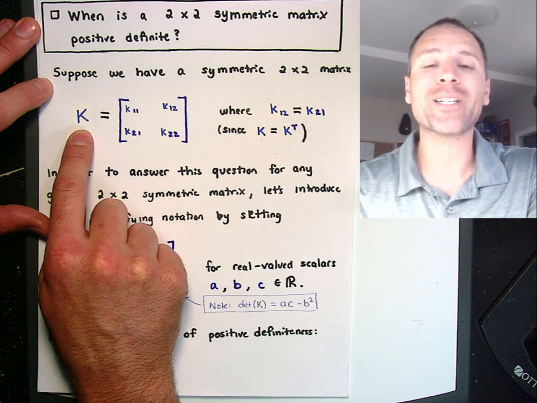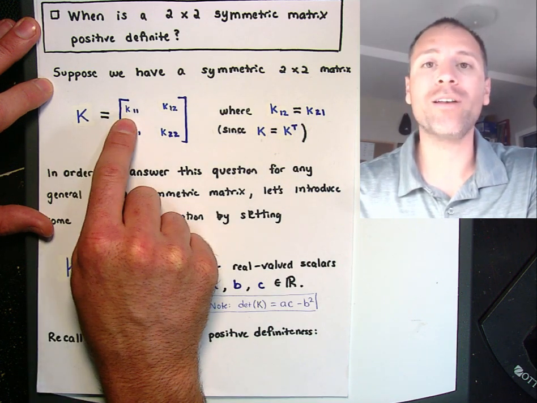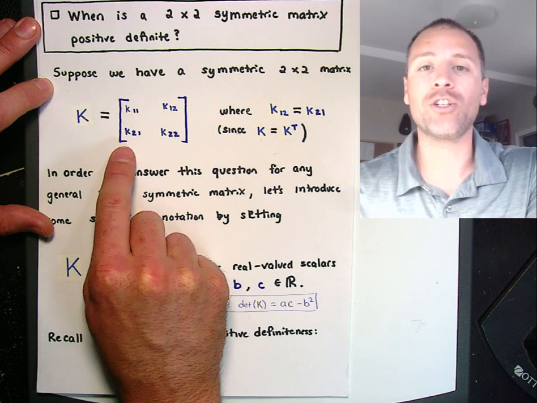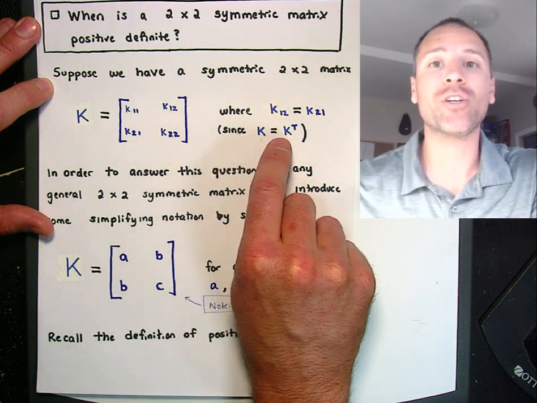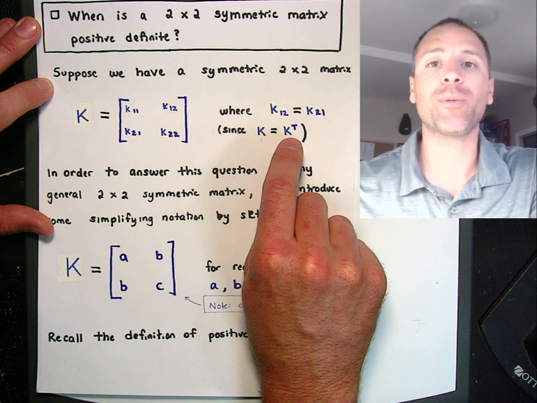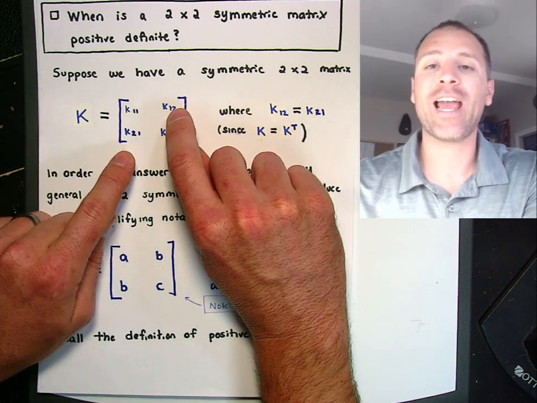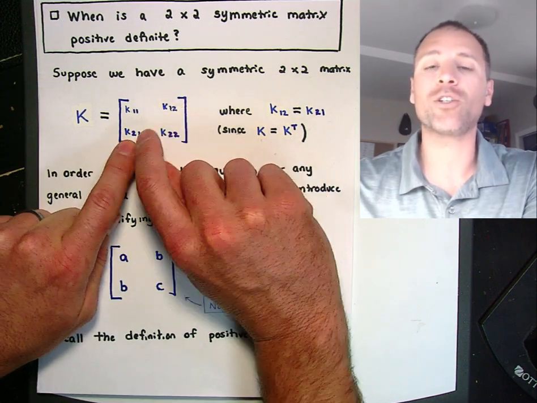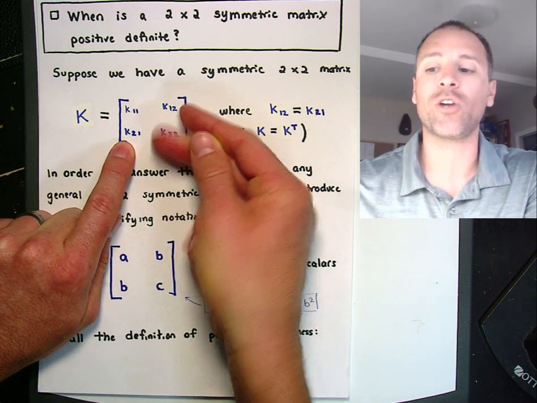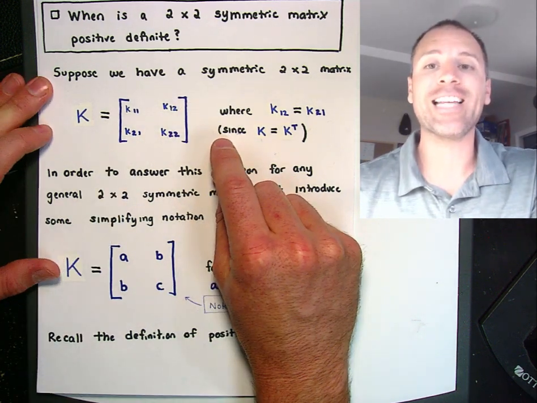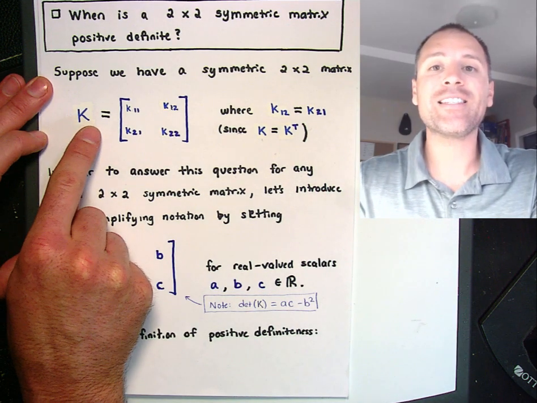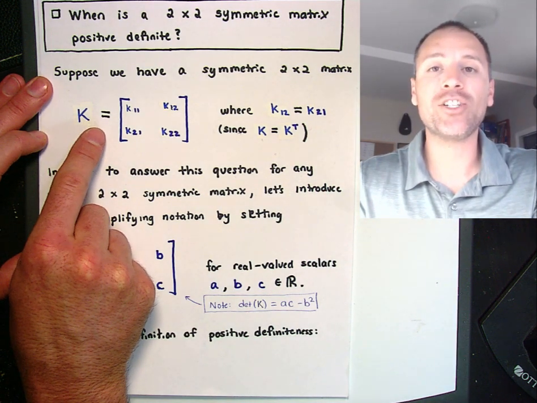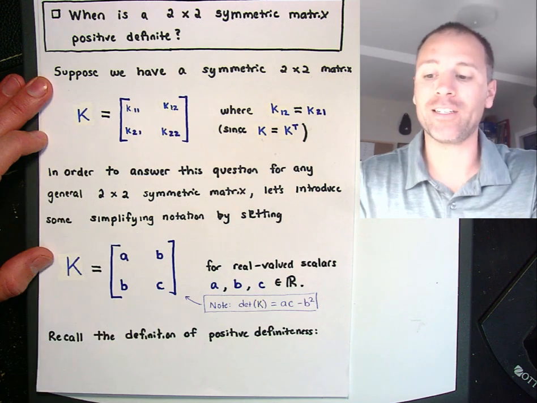We'll call that matrix K with entries K11, K12, K21, K22. And then the claim that K is symmetric, in other words, K equals K transpose, guarantees that entry 1, 2 is identical to entry 2, 1. So when we take the transpose, they look identical. We're going to try to figure out, when does this matrix satisfy the conditions of positive definiteness?